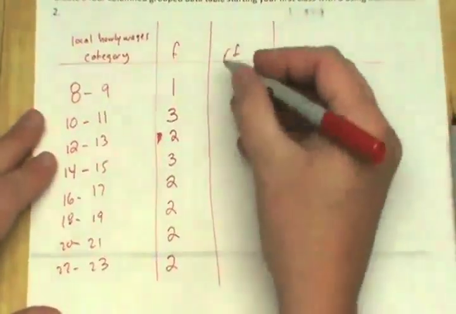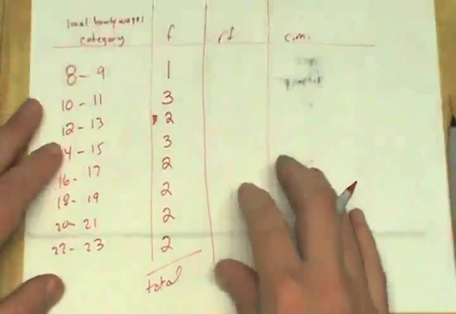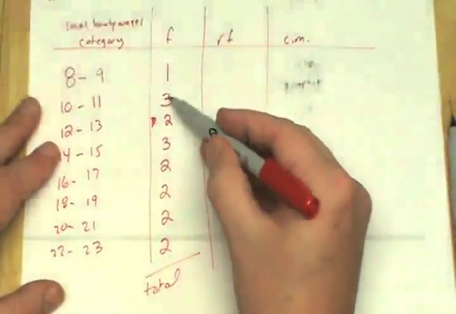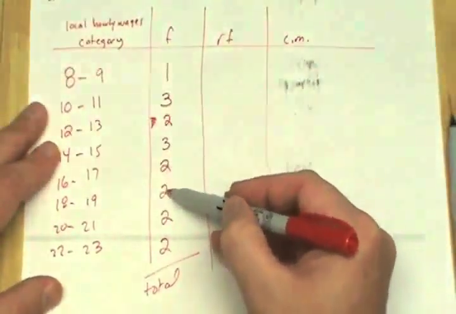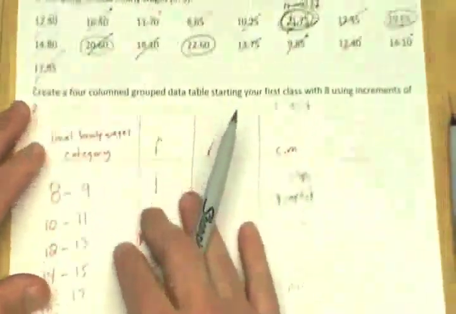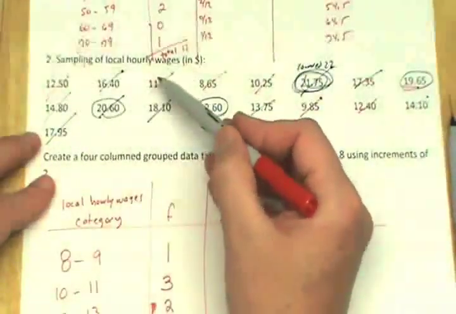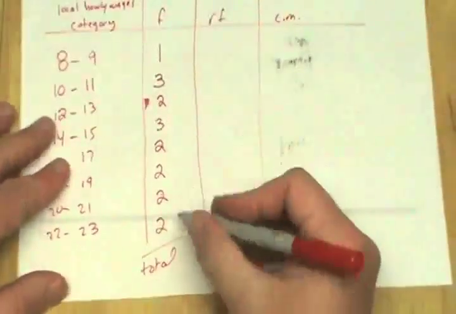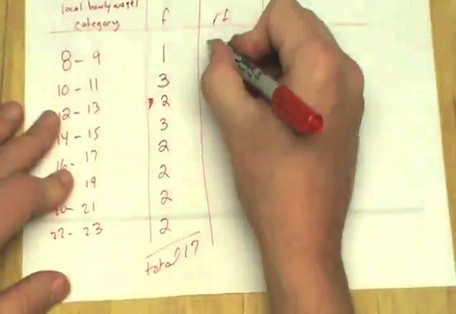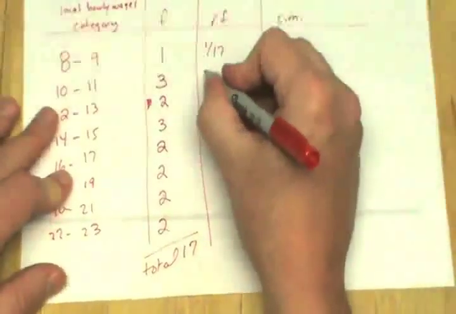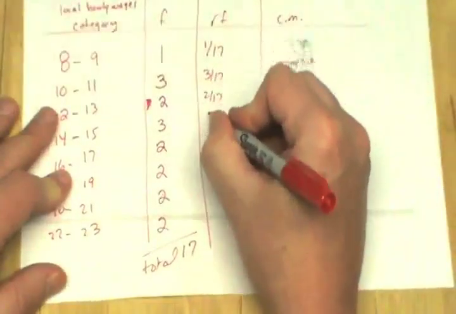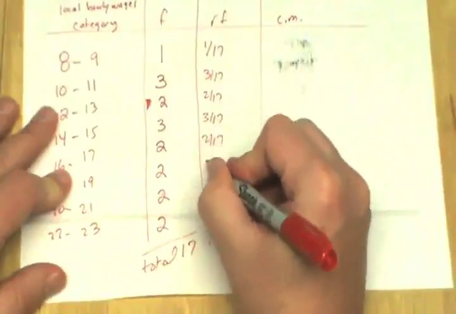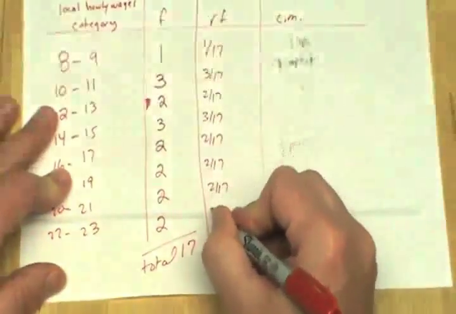All right, so let me scroll up here a little bit. All right, so the total is going to be 4, 6, 9, 11, 13, 15, 17. Make sure that matches the data on the top. There's 17, so 3, 5, 7, 9, 11, 13, 15, 17. So I think I'm pretty good. So this would be 1 out of 17, 3 out of 17, 2 out of 17, 3 out of 17, 2 out of 17, 2 out of 17, 2 out of 17.